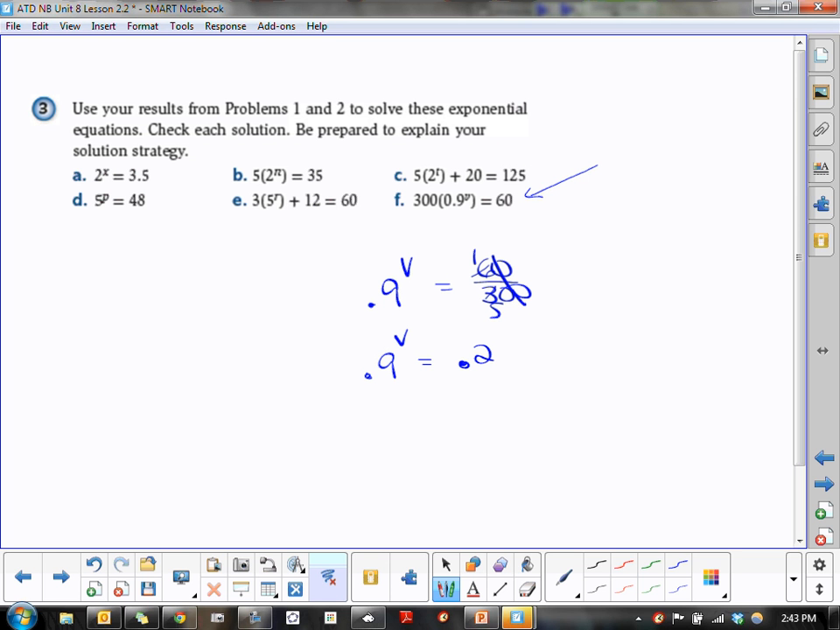What do we have to do to find v? Log of what base? Log base 0.9 of 0.2 is v. See, these bases can be whatever we need them to be. Now we're going to have to use our, what's the name of it? Change of base. Take the common log of 2/10 divided by the common log of 9/10.